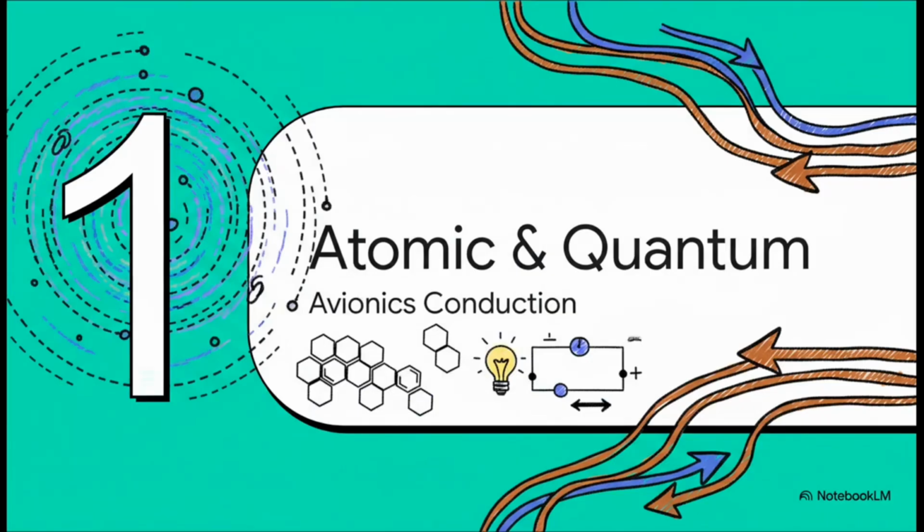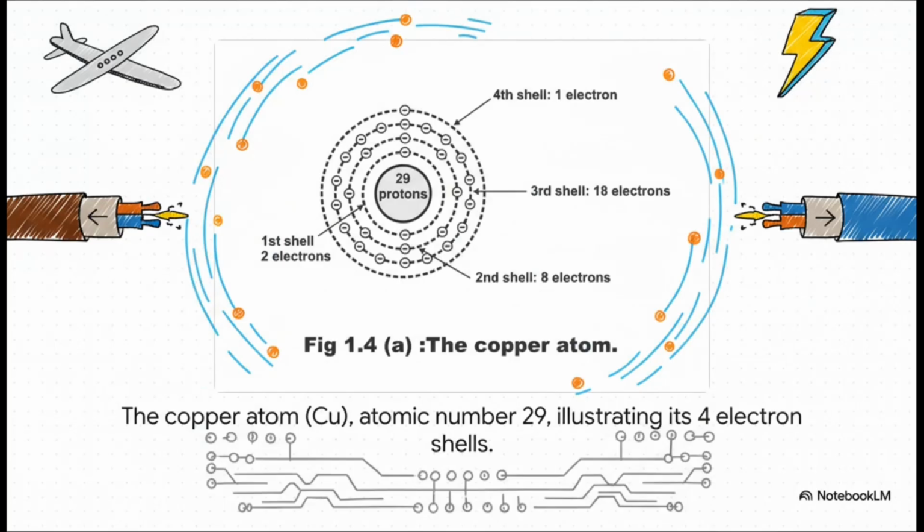The reliability of any avionics system, and I mean any of them, comes down to the quantum-level characteristics of its conductive materials. If you want to do advanced diagnostics, understanding this stuff isn't optional, it's non-negotiable. Take a look at the copper atom, atomic number 29. Now, its electronic configuration is what makes it so special for us.